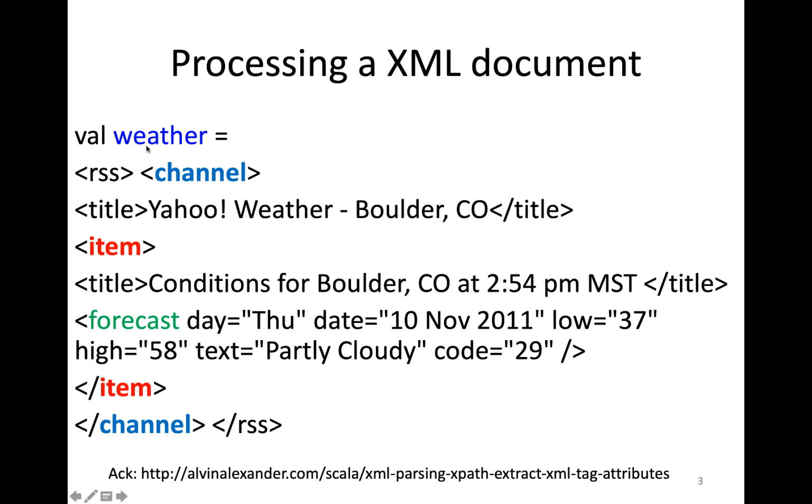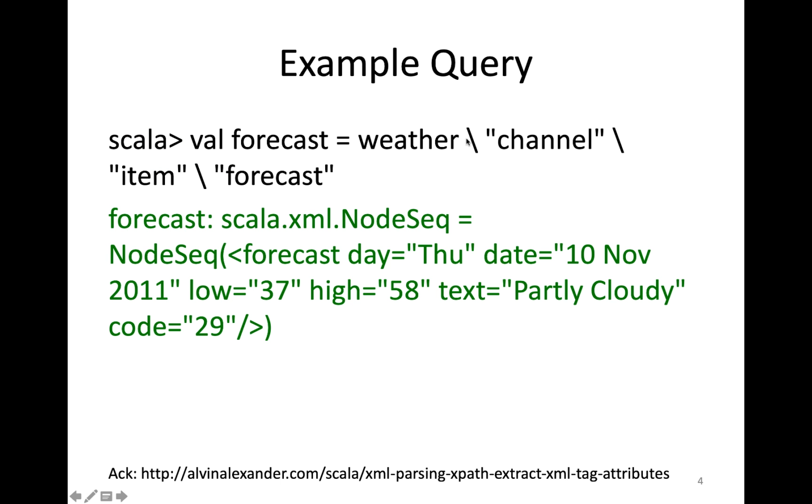The whole document name was weather, right? And the first tag is channel, so we can go over the tags in this way. This slash is the name of a method in the XML data structure in Scala, and using this method you can access a tag. And similarly, using another slash, we can access the inner tag item inside channel, and again we can access the forecast sub item, and that will return a sequence of nodes. In this particular example, there is only one forecast tag, so only one node is returned as this node sequence.